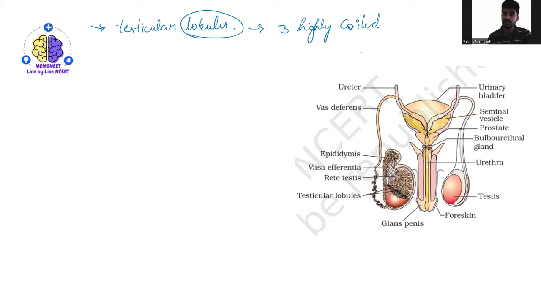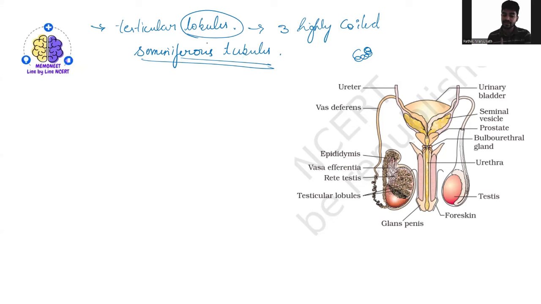They are somewhat like this, highly coiled seminiferous tubules. What are the seminiferous tubules? Seminiferous tubules are the exact location where sperm are produced. Inside the seminiferous tubules, sperm production takes place.